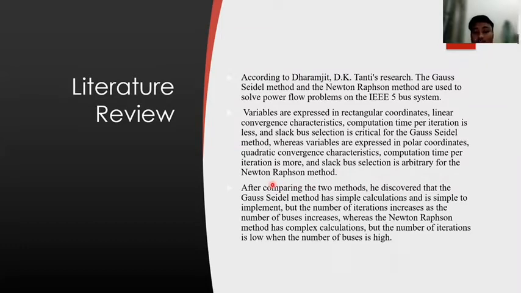After comparing the two methods, he discovered that the Gauss-Seidel method has simple calculation and is simple to implement, but the number of iterations increases as the number of buses increases. Whereas the Newton-Raphson method has complex calculation, but the number of iterations is low when the number of buses is high.